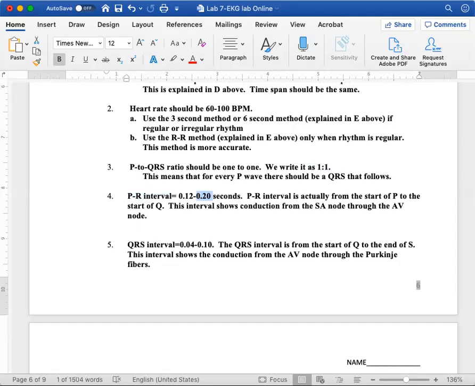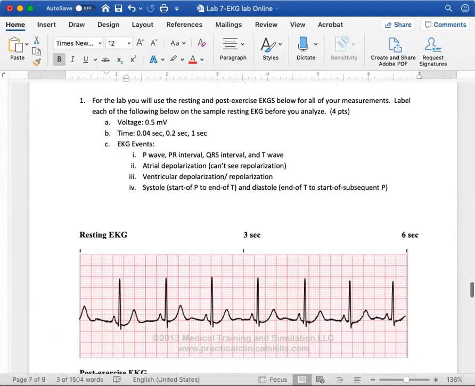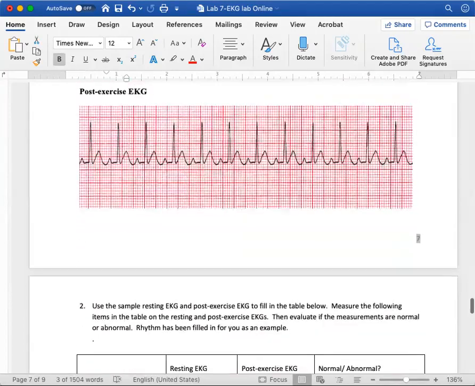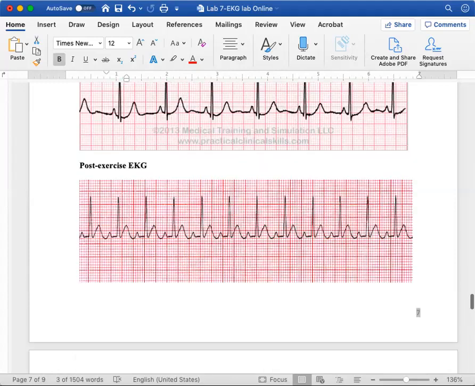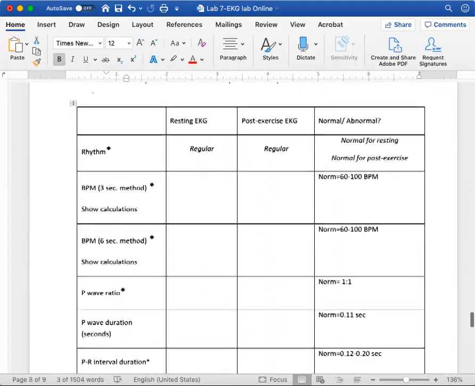And then your QRS interval, usually it's one itty bitty box. It's 0.04, but it can be 2 itty bitties or a little bit more than that. So it's 0.1 or less. All right, so what I want you to do for this is I want you to label everything on resting and post-exercise EKG first. Then I want you to use these to fill in the table below.